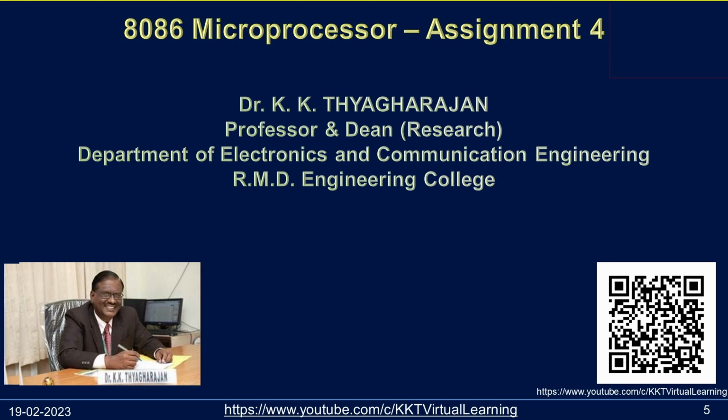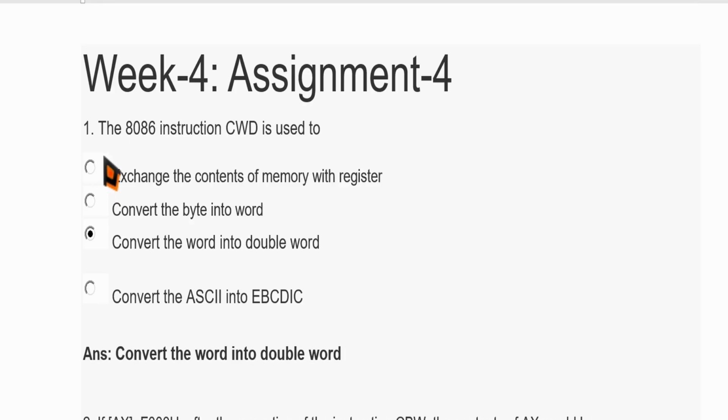Hello, in this video, let us see some of the multiple choice questions and answers. The first question is, the 8086 instruction CWD is used to, four options have been given. CWD means convert the word to double word. We have that option here, so this is correct.